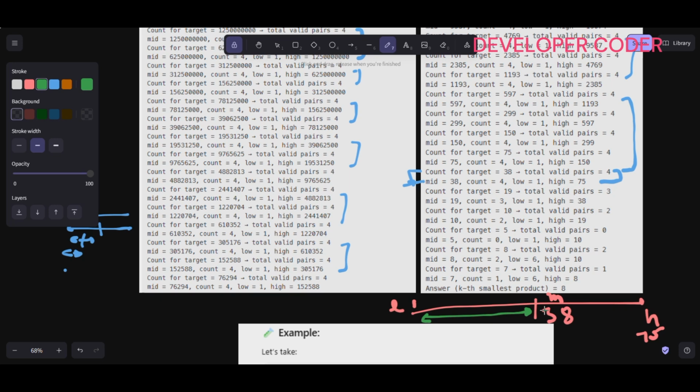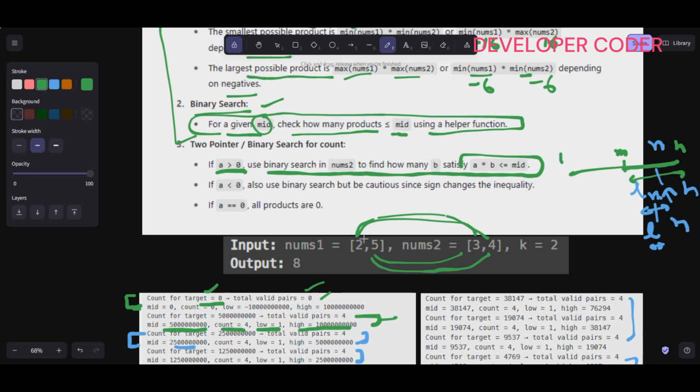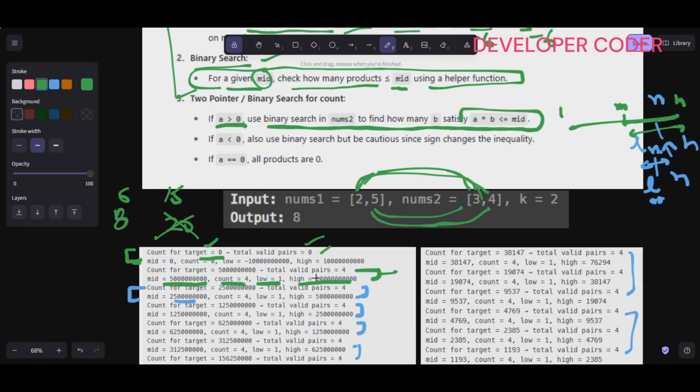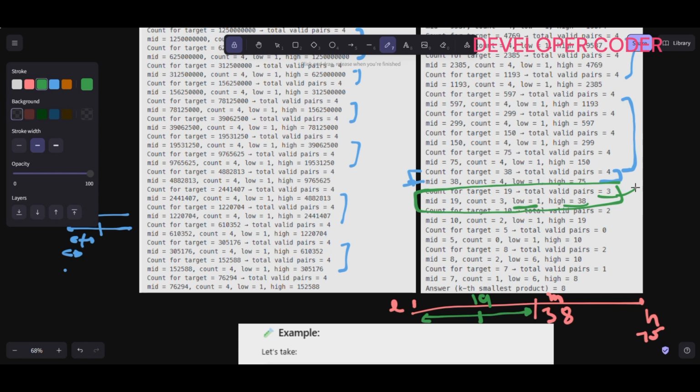So next time my low is 1 and high is 38. Now from here I do the mid, so mid is 19. With mid equal to 19, I see the total valid pairs are 3 only. Why? So here 2 into 3, 6, 2 into 4, 8, good. 5 into 3, 15, good. 5 into 4, 20. That is why only 3 are coming up.